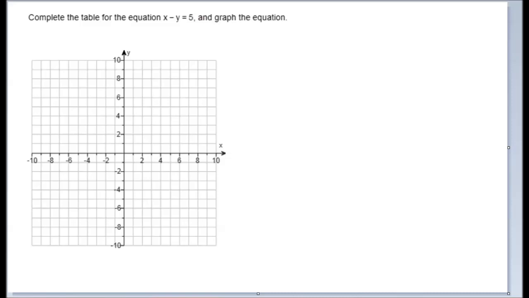Alright, so we're going to start out the first question here by completing a table for the equation x minus y equals 5, and then maybe we'll graph it. So if we come over here, I'm going to go ahead and create a table. We'll just make it an xy table, like so. You'll probably have some values on either side.